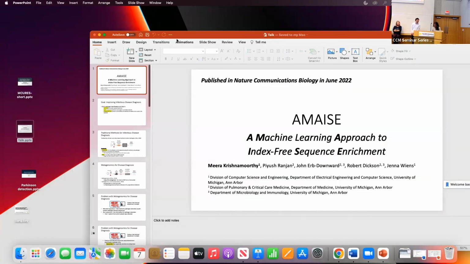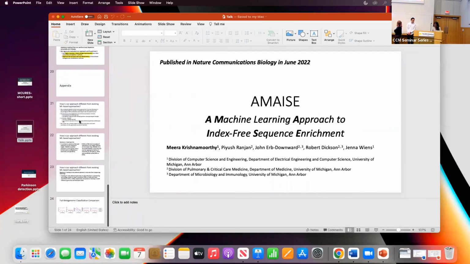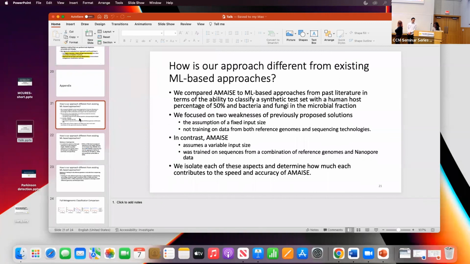So no past work specifically was looking into developing a host depletion method, but past work has looked into multi-class metagenomic classification. But two of the weaknesses of previously proposed solutions were the assumption of a fixed input size and also not training on data from both reference genomes and sequencing technology. In contrast to that, we assumed a variable input size. And so we used a global average pooling operator at the end of our model to ensure that we could classify sequences of all lengths. And also we trained on sequences from a combination of reference genomes and nanopore data.